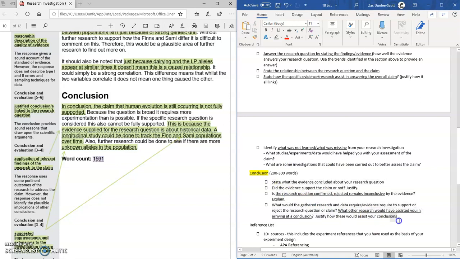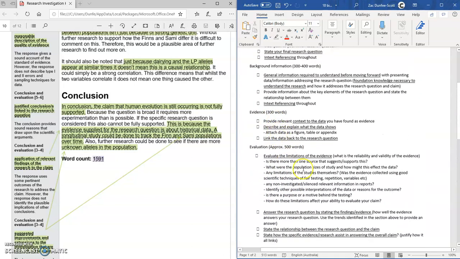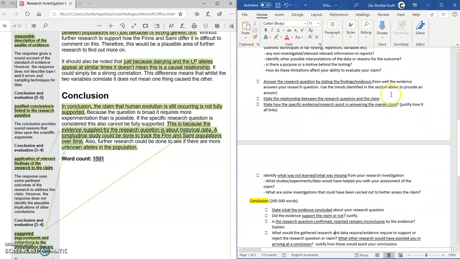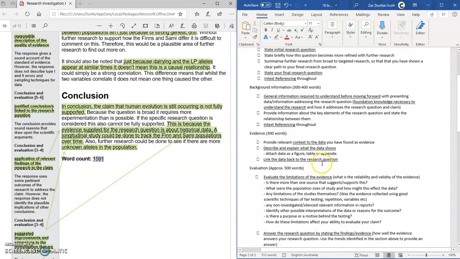Okay, so your conclusion is just that there should be no new information here. Everything that you say here essentially should be mentioned in some way up in your evaluation and evidence. It's just a little bit of a summary, compiling all the key points of your assignment together in a nice, cohesive, and concise way, to essentially provide your conclusion, which is just providing the answer to this whole overarching assignment.